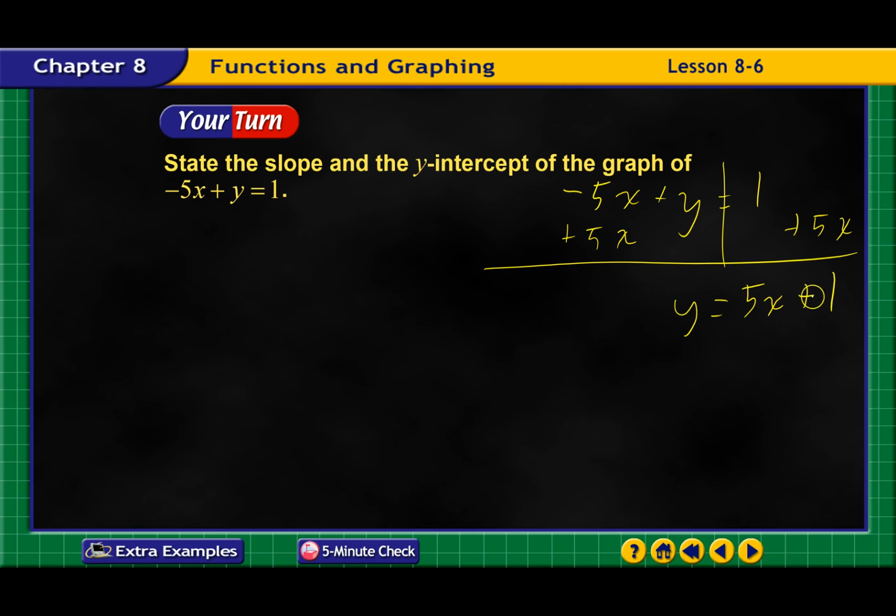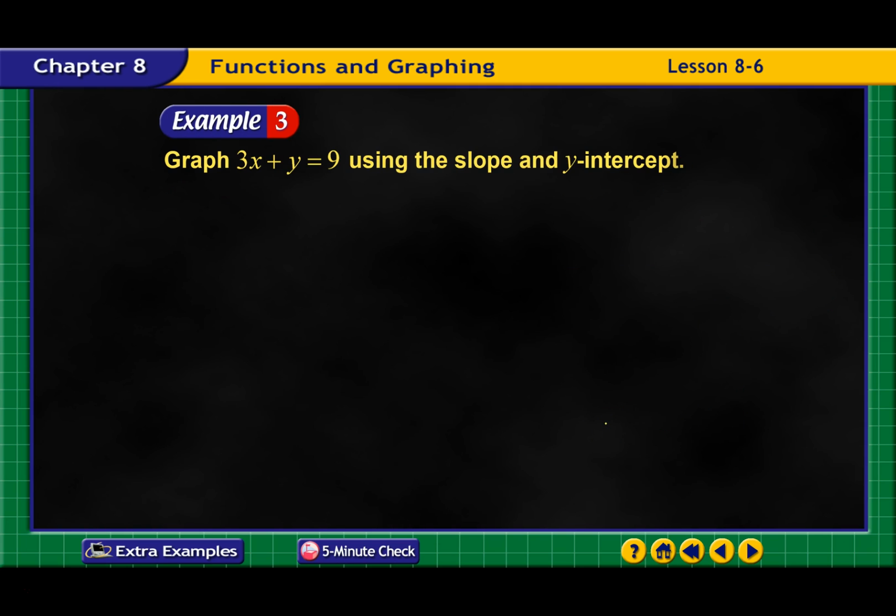So did you catch me switching those? You could have written them down here as 1 plus 5x and then switched them. Either way works. So, then I'd say my slope equals 5 and y-intercept equals 1. And you could even write this as y-intercept. I'd be totally okay with that.